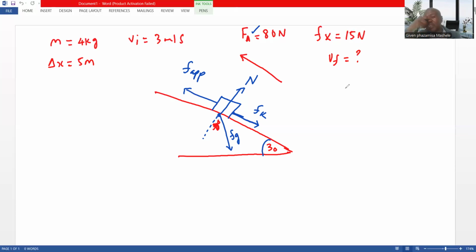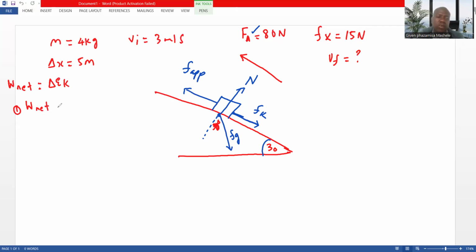Right, we can do this in many ways. Number one, remember I said I want us to use the work net, the work-energy theorem, which says the net work done is equal to the change in kinetic energy. So maybe method number one, let's calculate the net work done on the object.